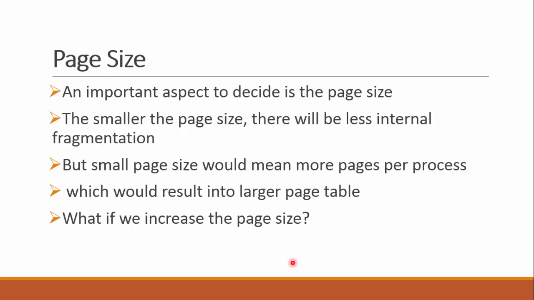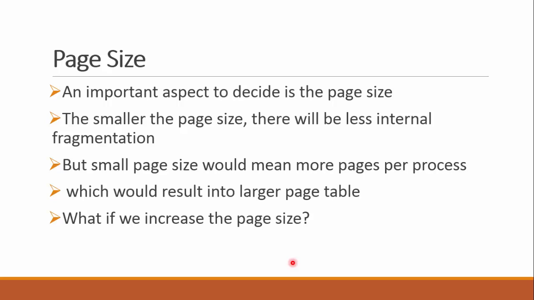To reduce the problem of internal fragmentation, we can think that the page size should be small, so that there won't be little space left after the process is assigned. And small size would mean there are more pages per process, which leads to another problem, that is the page table will be larger. As there will be more pages, the size of the page table will increase.